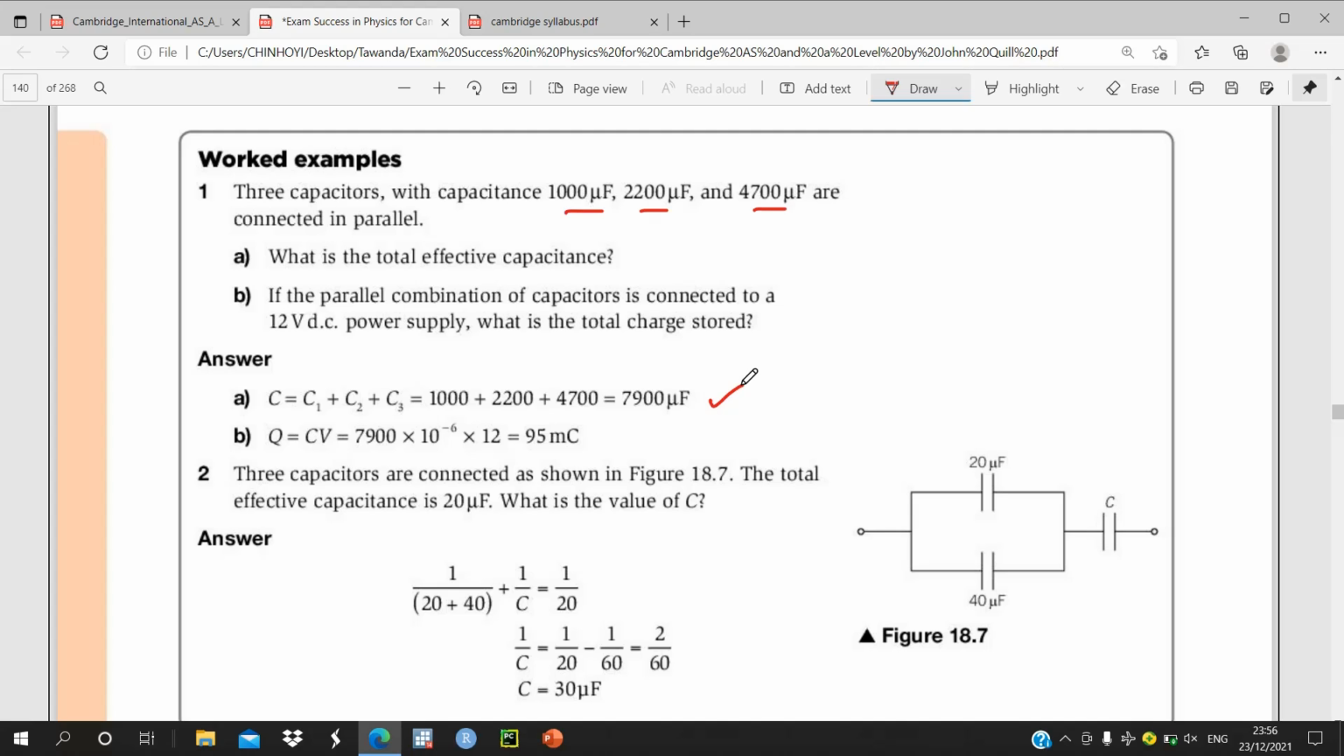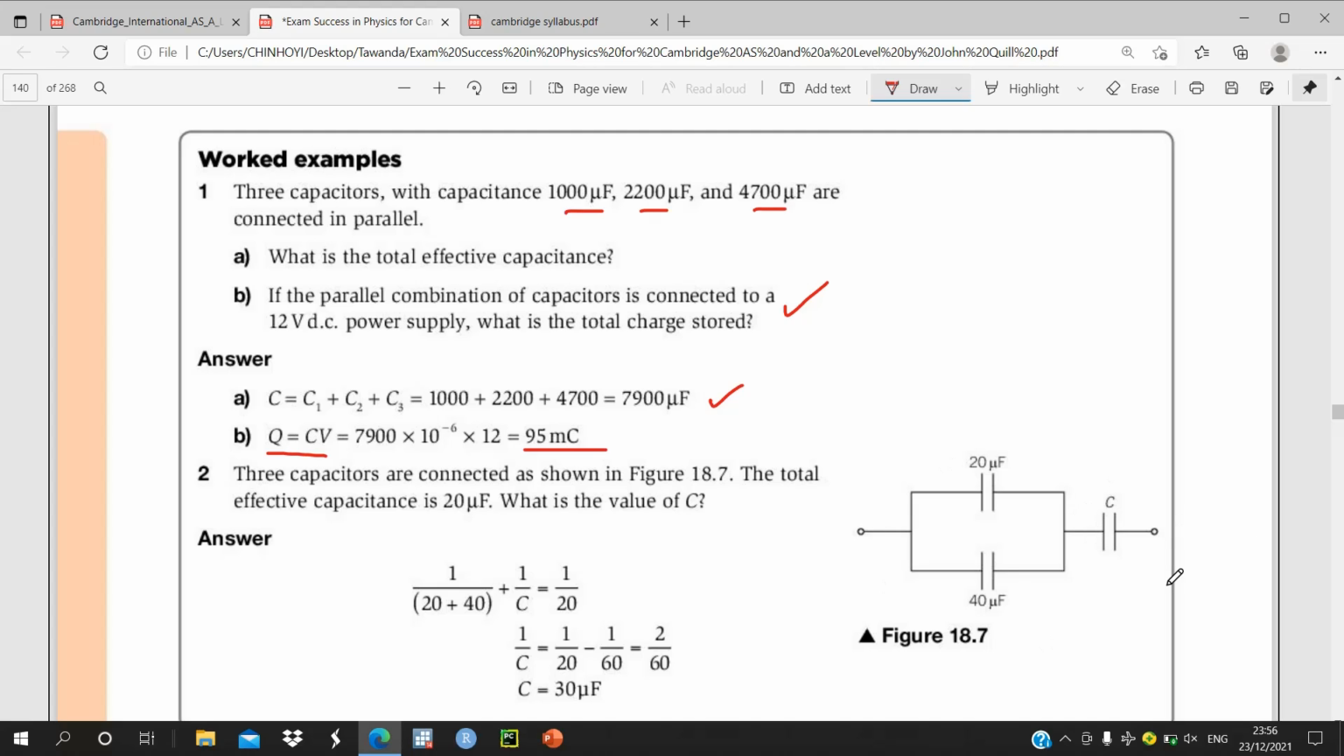Then part B, if the parallel combination is connected to a 12 volts power supply, what's the total charge? For this one we are going to use total charge equals the combined capacitance, the one we have calculated here. Remember to change the micro to 10 to the power of minus 6, then multiply with the voltage, and we are going to get 95 millicoulombs.